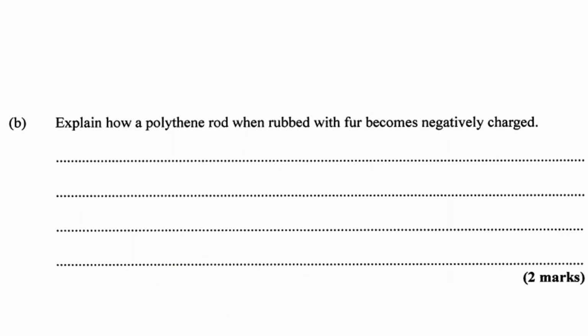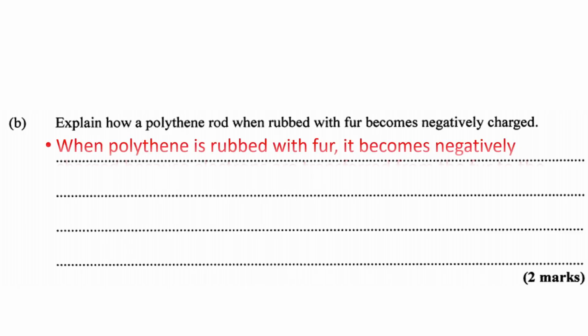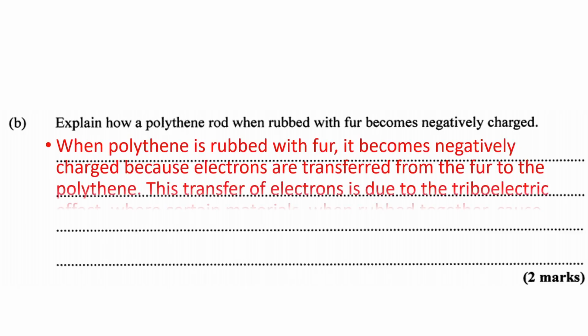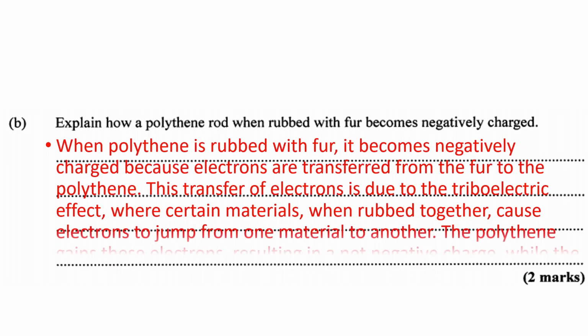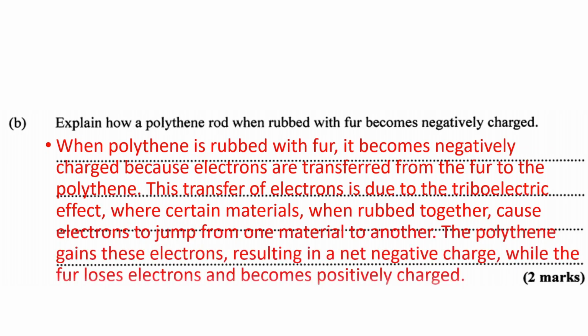Part B. Explain how a polythene rod, when rubbed with fur, becomes negatively charged. So you could say something like, when polythene is rubbed with fur, it becomes negatively charged because electrons are transferred from the fur to the polythene. This transfer of electrons is due to the triboelectric effect, where certain materials, when rubbed together, cause electrons to jump from one material to another. The polythene gains these electrons, resulting in a net negative charge, while the fur loses electrons and becomes positively charged.